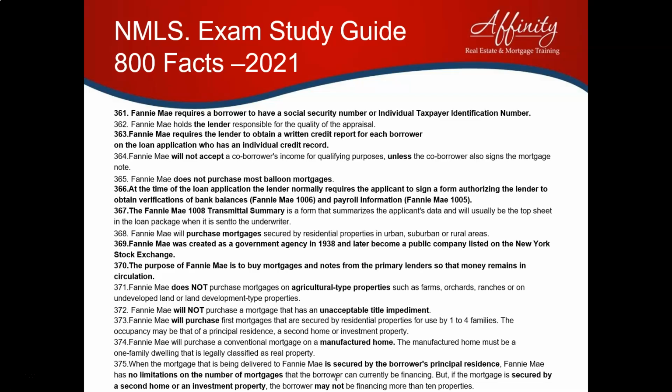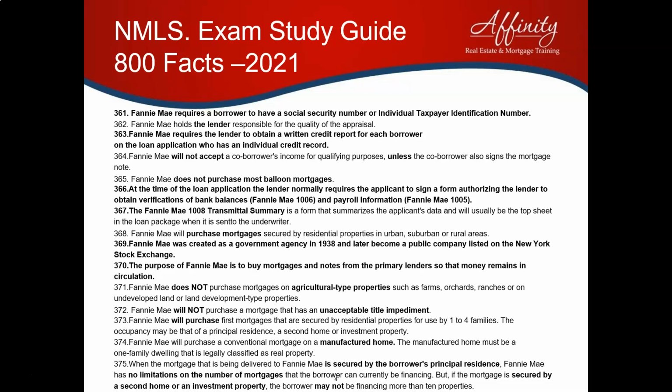Fannie Mae does not purchase mortgages on agricultural type properties such as farms, orchards, ranches, or on undeveloped land or land development type properties. Fannie Mae will not purchase a mortgage that has an unacceptable title impediment. Fannie Mae will purchase first mortgages that are secured by residential properties for use by 1 to 4 families. The occupancy may be that of a principal residence, a second home, or investment property.